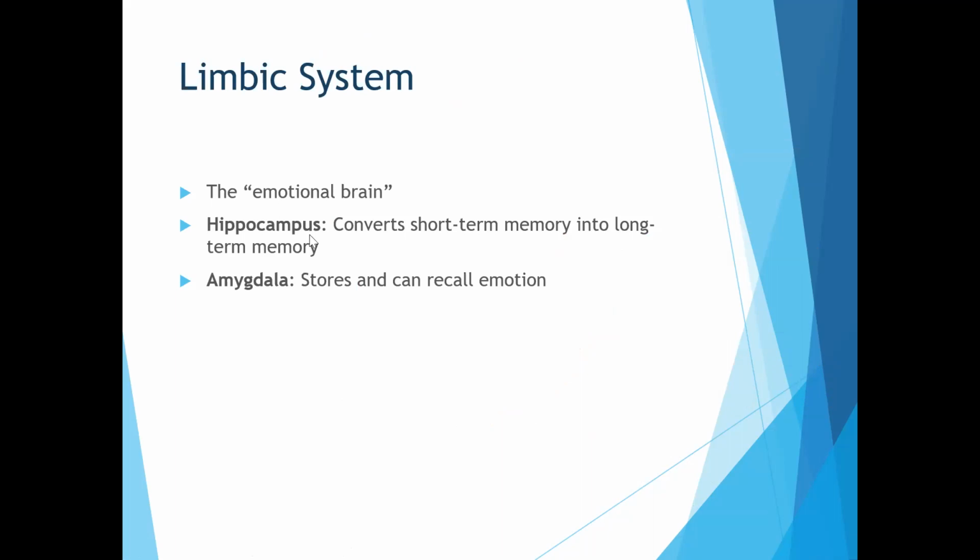So our hippocampus is involved in converting short-term memories into long-term memories. And so a lot of long-term memories, part of the reason we're able to remember them so well is because there's an emotional connection to the memory. So our hippocampus plays a role in processing that emotion and memory connection. And then our amygdala plays a similar role, and it remembers our former emotions. So it kind of stores all of our emotional experiences and it can bring those back up when needed.